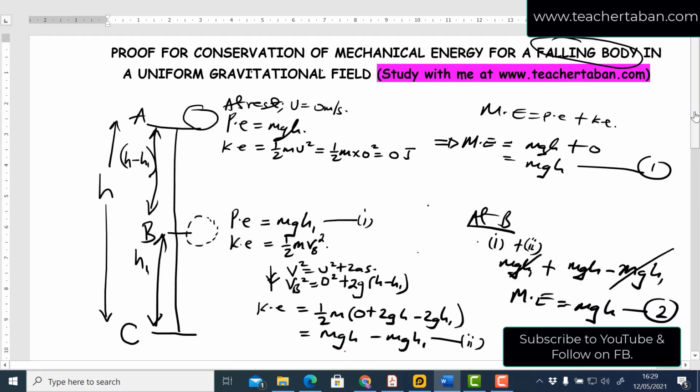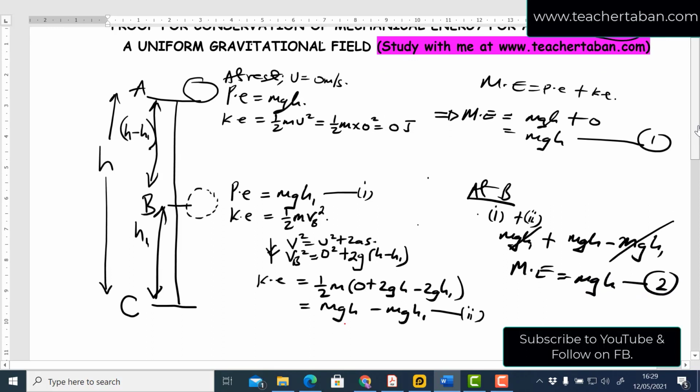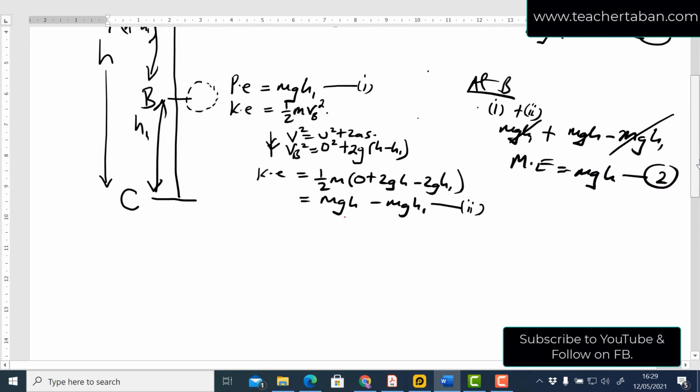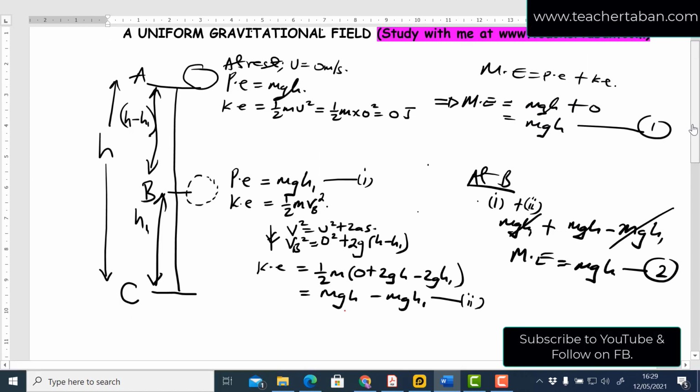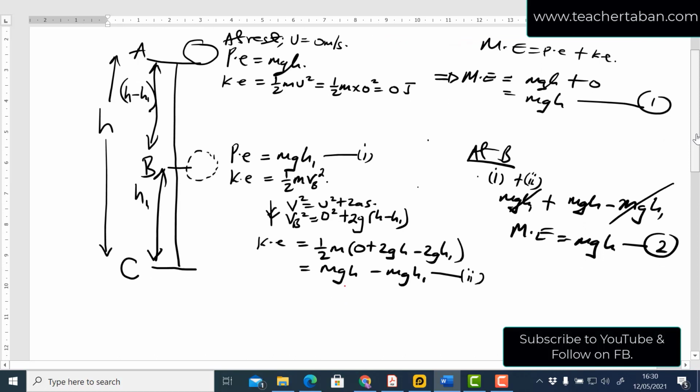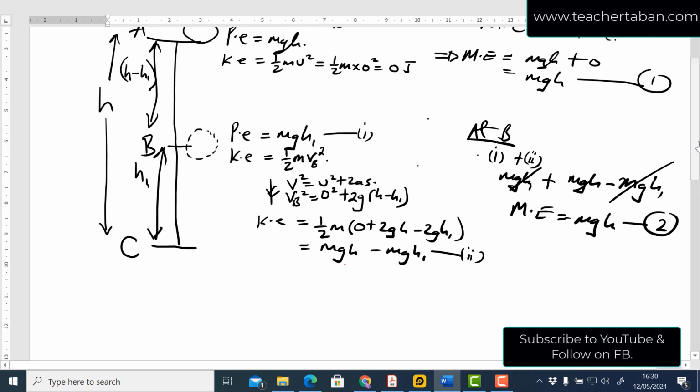So continuing with the same, at point C, the body has moved through a given height h, and it is at the ground level or the reference level where the height is 0. In other words, at C our potential energy is given by mgh, but this h here is equal to 0 because the body is at this point here. The height from the ground to that point is 0.